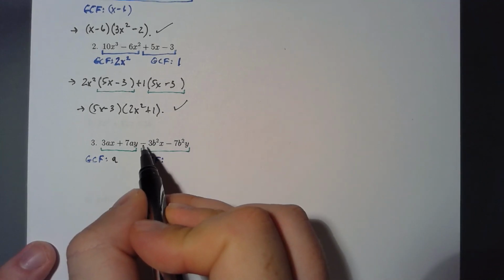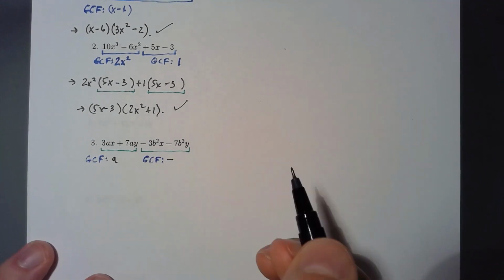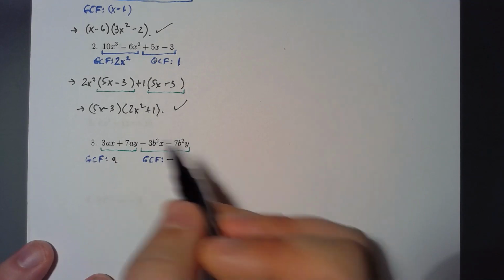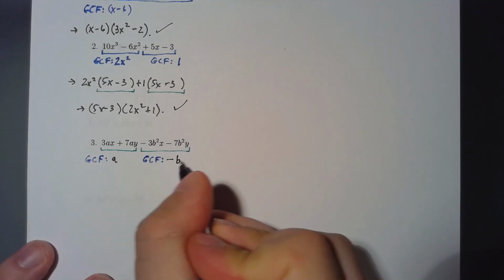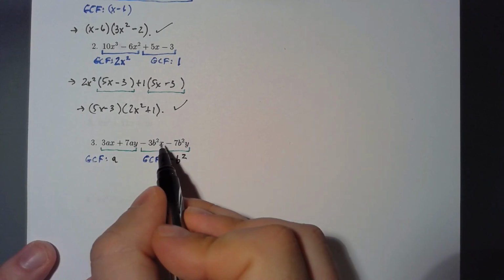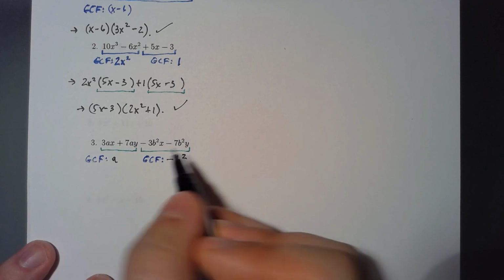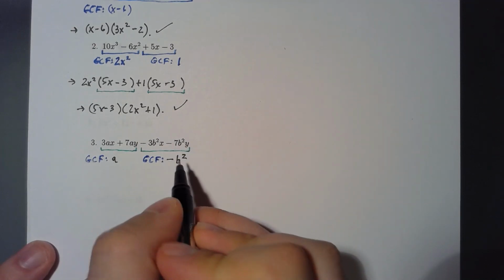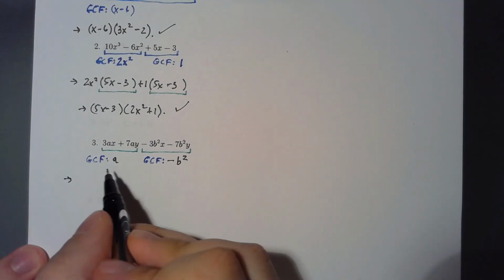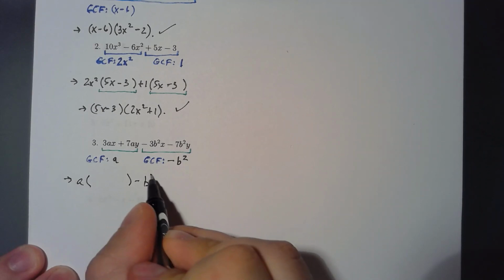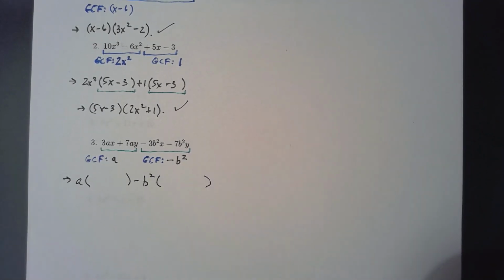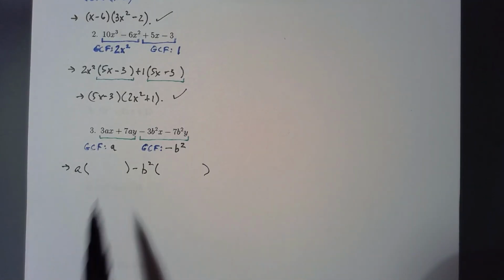Now this is a negative here, so it's going to have a negative. 3 and 7, again, no common factor. B squared, so they have a B squared in common. X and Y, this one doesn't have a Y, this one doesn't have an X, so nothing there. So the GCF in the second group is negative B squared. Alright. Factor the A out of the first group. Factor the negative B squared out of the second group. What do I have left over?